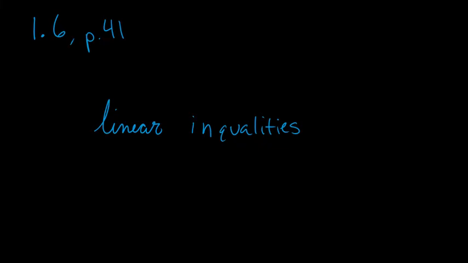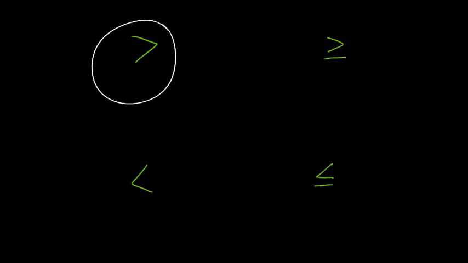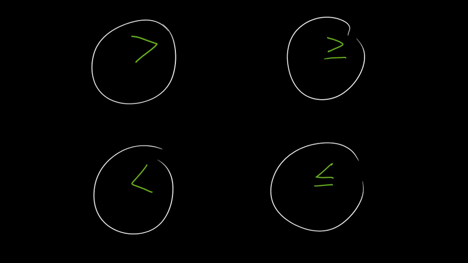In section 1.6, starting on page 41, we start to talk about linear inequalities. When I'm talking about linear, that means we are going to be dealing with lines, and inequalities means that they are not going to be equal. So instead, we are going to see these four symbols: greater than, greater than or equal to, less than, and less than or equal to. And we most certainly will see some numbers and some x's and y's as well.